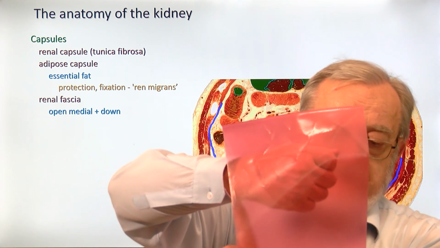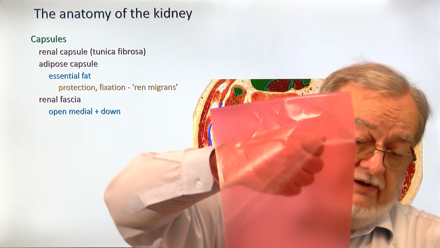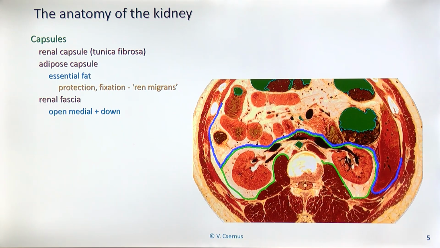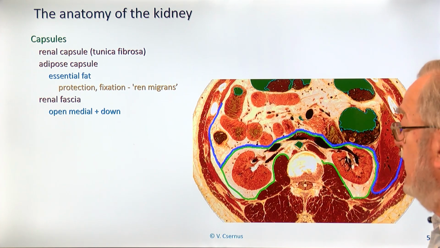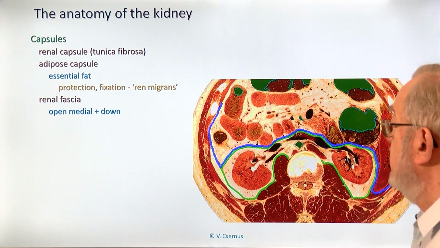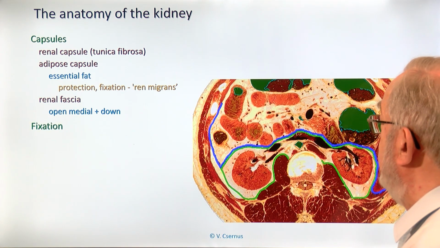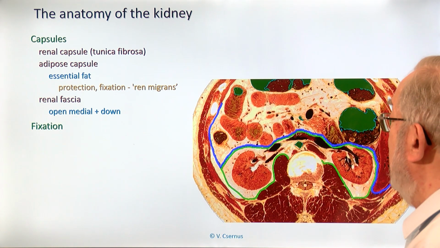together. Medially not, because here the structure for the kidney goes, and down is also open, and this has an embryologic reason. Whenever we talk about the development of the kidney, we see it will migrate upwards. It's necessary to have an open renal fascia down. Okay, that's about the capsule.